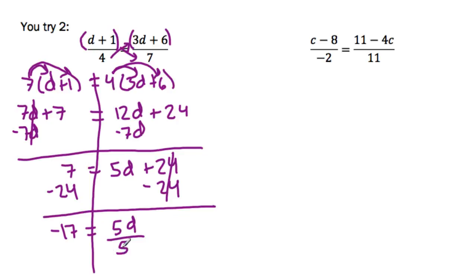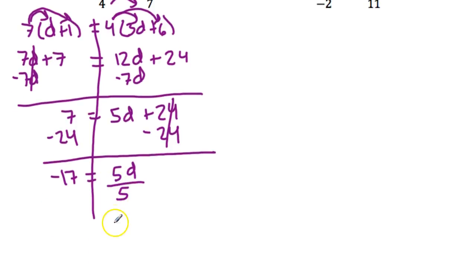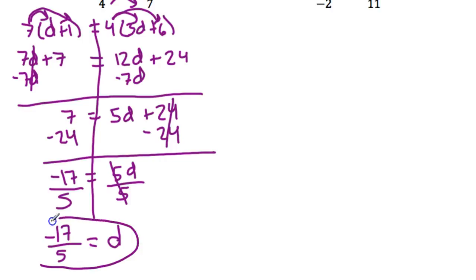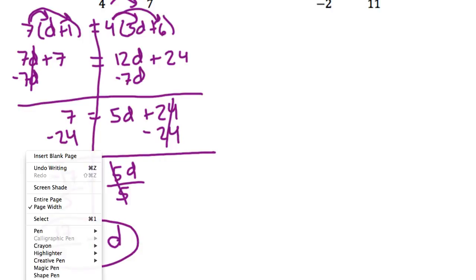I divide by 5. Why do I divide? 5d means 5 multiplied by d, and multiply and divide are inverse operations. So I divide on this side too. That cancels. I'm left with d equals negative 17 over 5. That's my final answer right there.